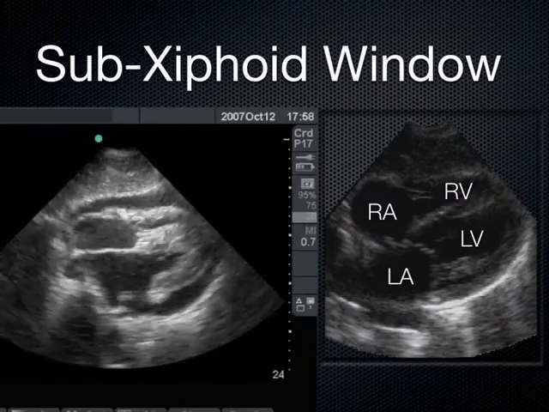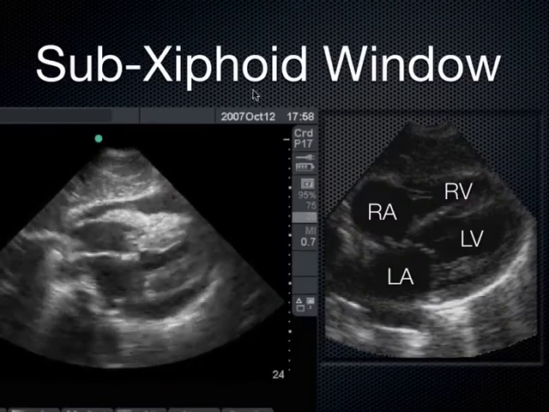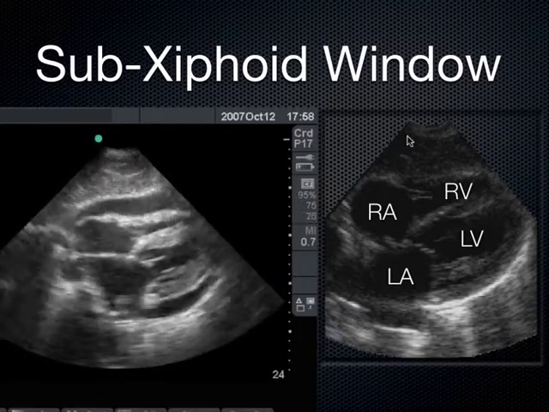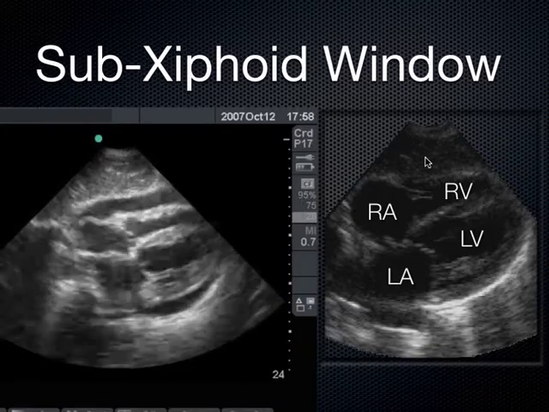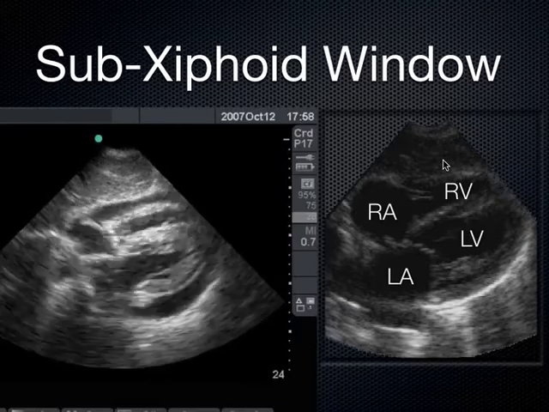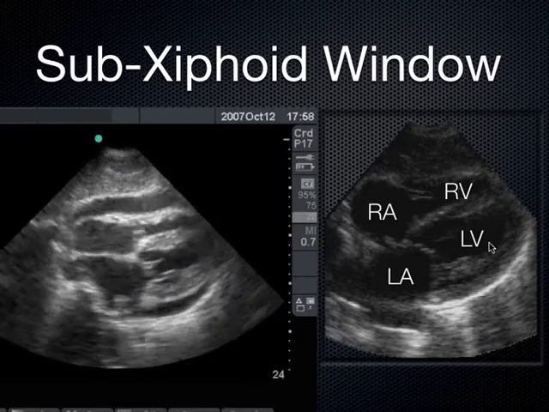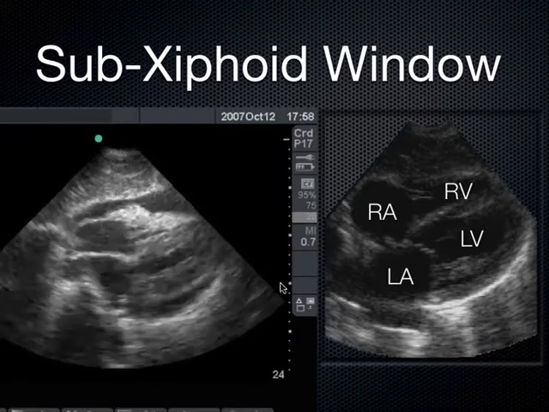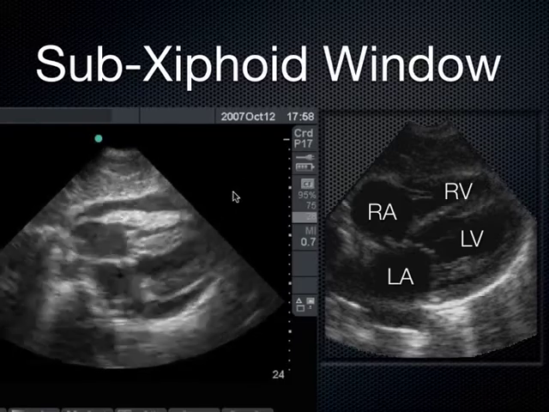I always know I'm looking at a subxiphoid view because I can see that the liver is at the top of the screen. We can see the liver up here as well. It's a four-chambered view. When I've got the indicator to the patient's right, it's the right ventricle, right atrium, left ventricle, left atrium. We can see that this heart is actually moving pretty well.